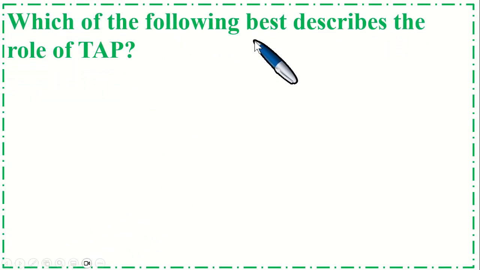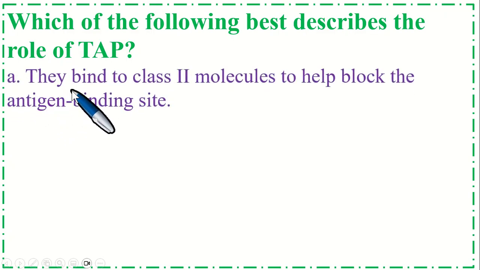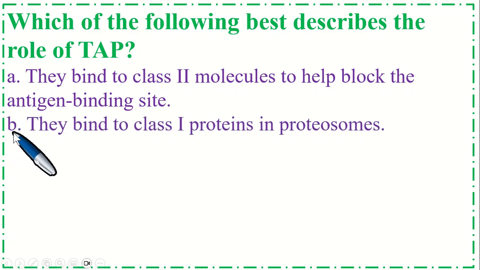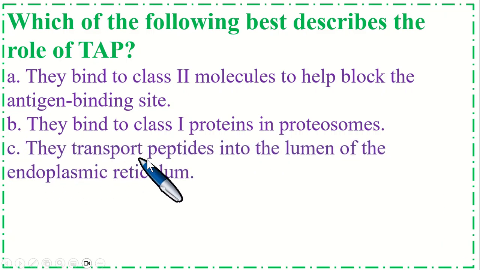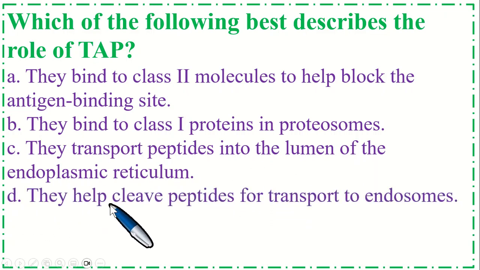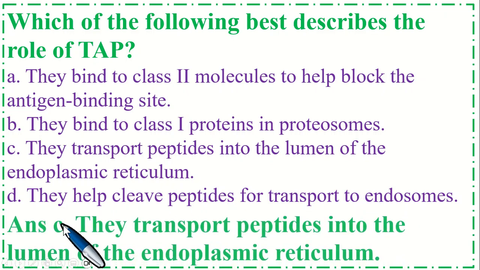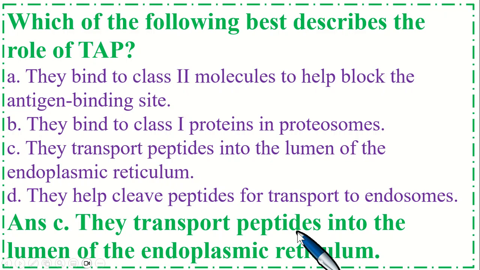Which of the following best describes the role of TAP? Option A, they bind to the class 2 molecules to help block the antigen binding site. Option B, they bind to class 1 protein and proteasomes. Option C, they transport peptides into the lumen of the endoplasmic reticulum. Option D, they help cleave peptides for the transport to the endosomes. So the correct option is C. They transport peptides into the lumen of the endoplasmic reticulum.